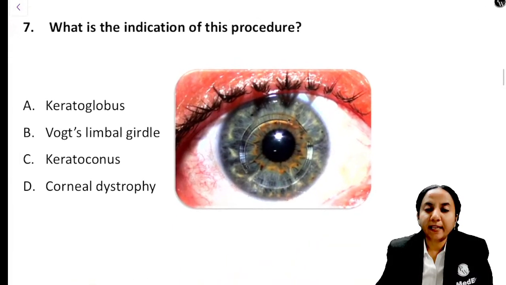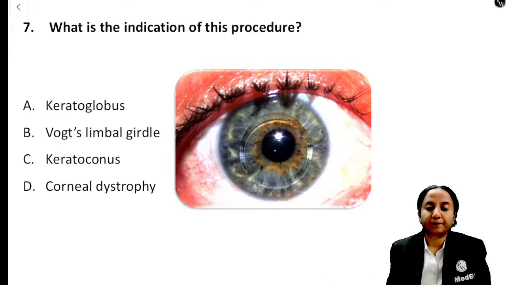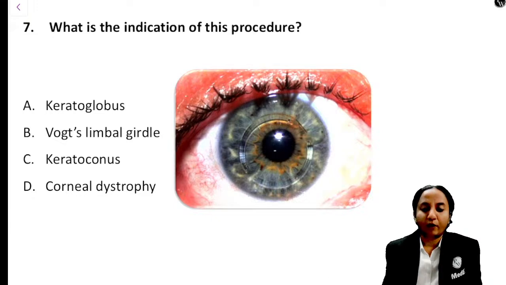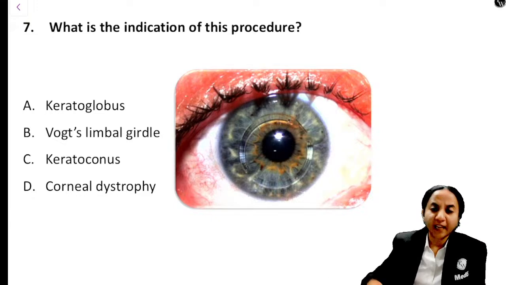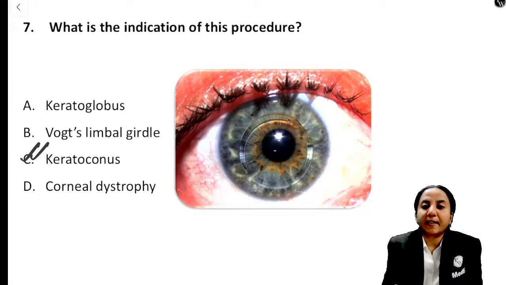Yes, what is the indication for this procedure? Let's look at this. Look at this image and tell me, what is the indication for this procedure? Keratoglobus, Vogt's limbal girdle, keratoconus or corneal dystrophies. Yes, I know that all of you know this. The indication is keratoconus. But what is this?